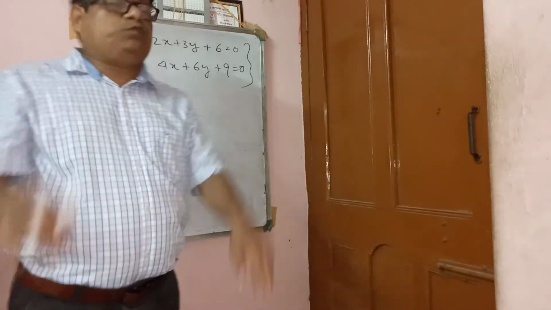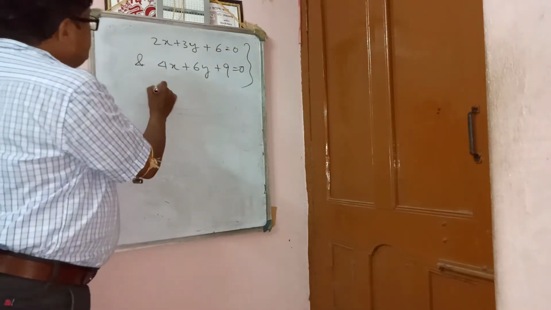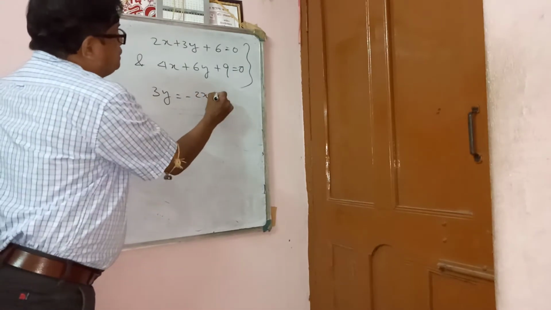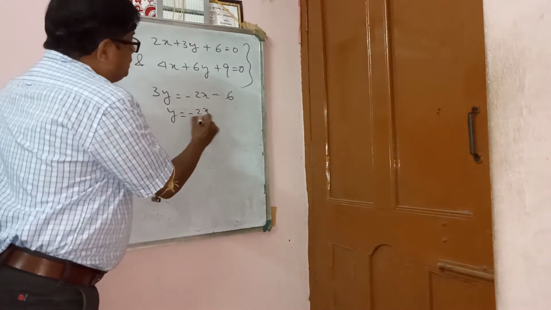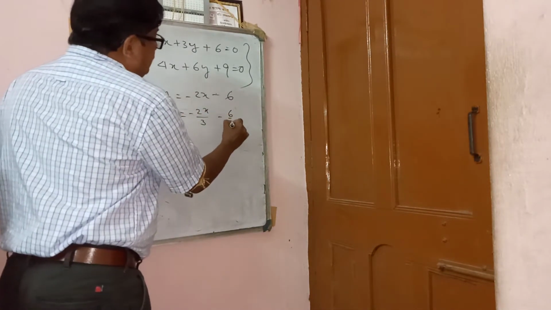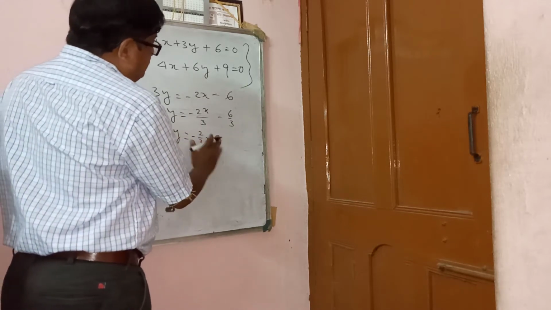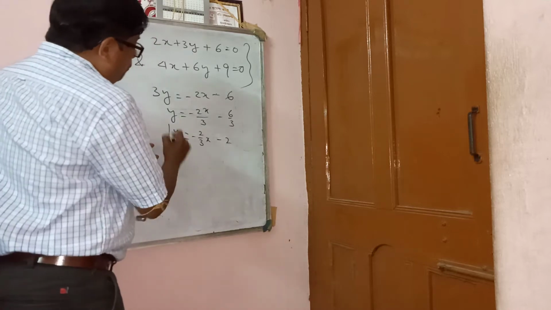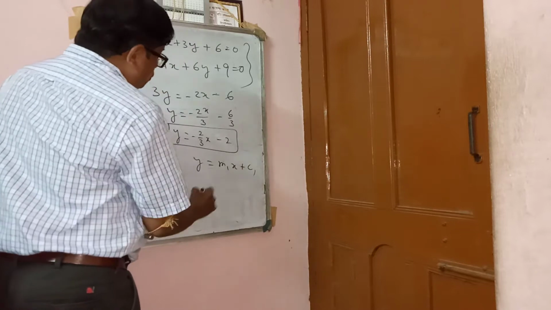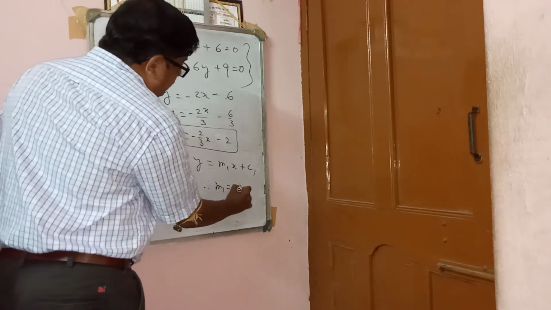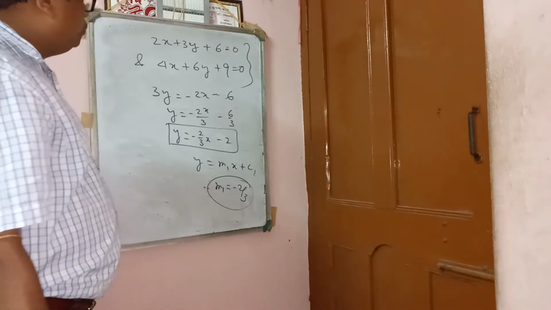From the first equation, I am writing 3y equal to minus 2x minus 6. So y equal to minus 2x by 3 minus 6 by 3. So y equal to minus 2/3 x minus 2. If we compare with y equal to m1x plus c1, we can write m1 equal to minus 2/3.